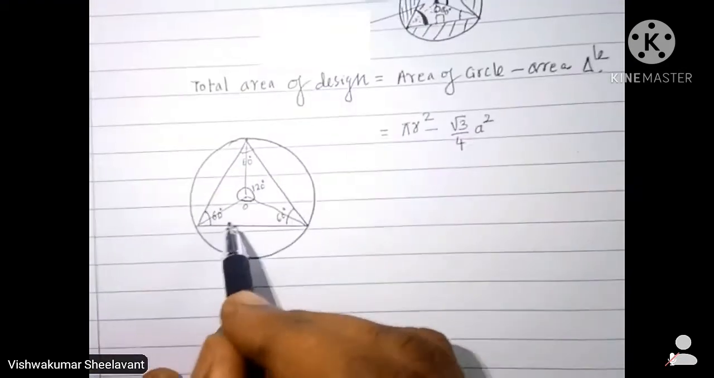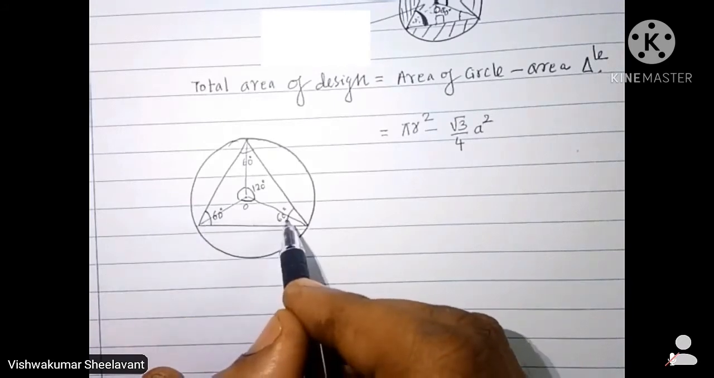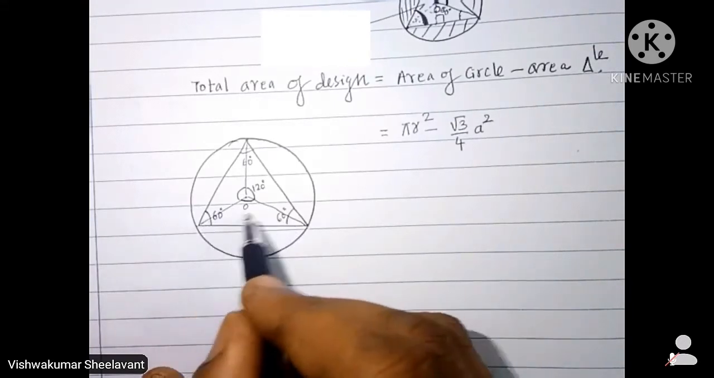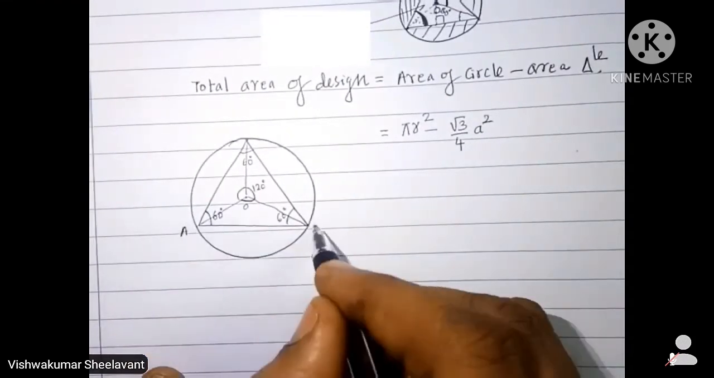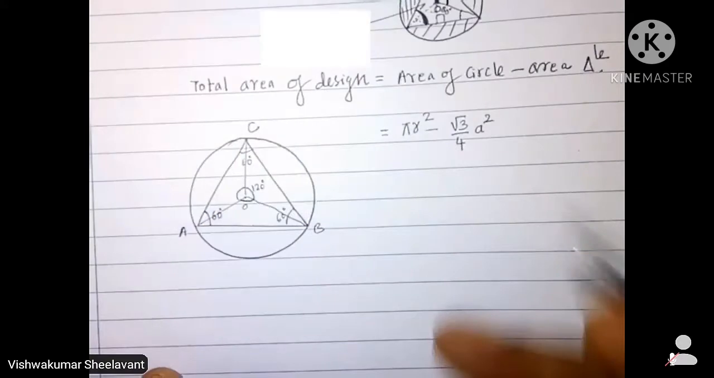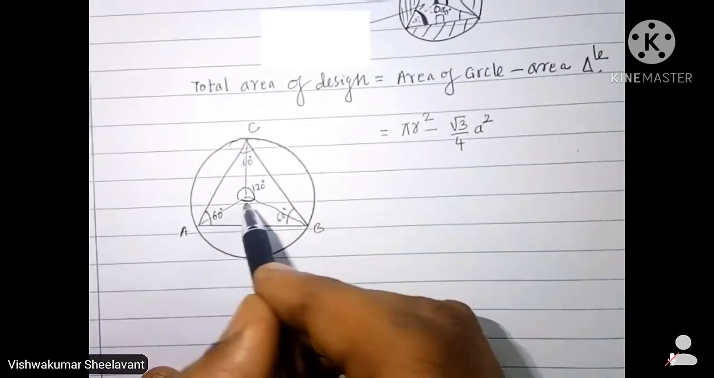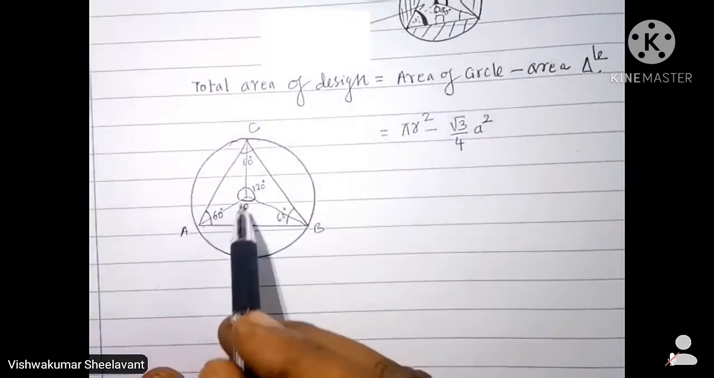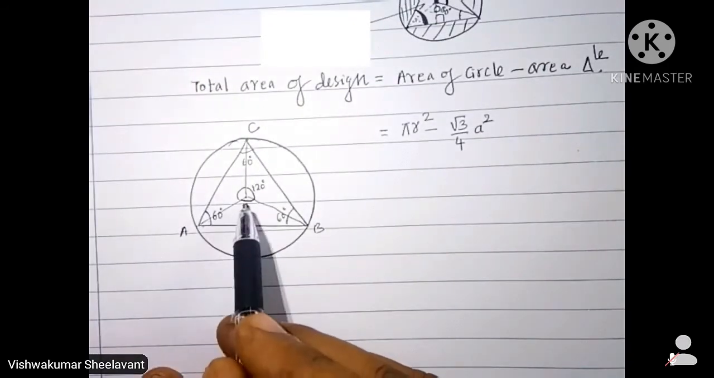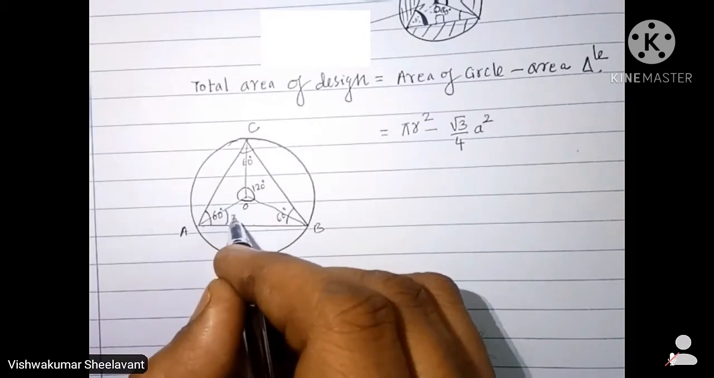Then what will be the angles at the vertices of this triangle here? Let us call the vertices O, A, B, C. Now here one more triangle is formed. What is that triangle? OAB. Angle OAB is how much? This will be 30 degree.